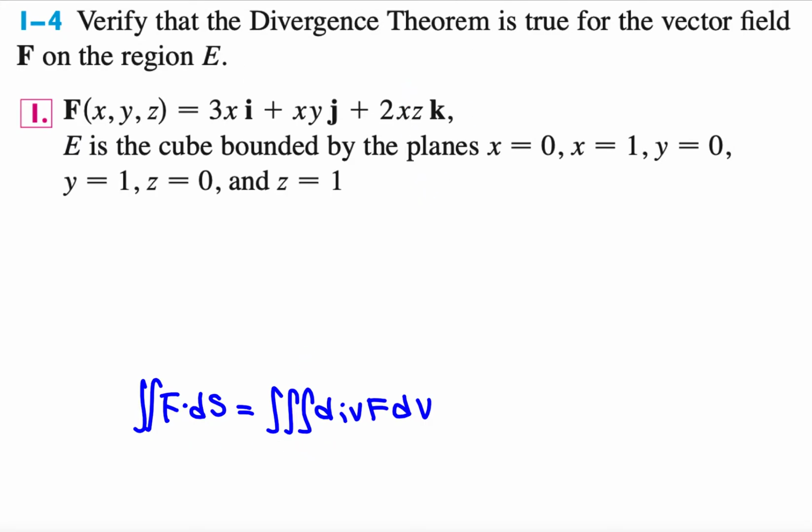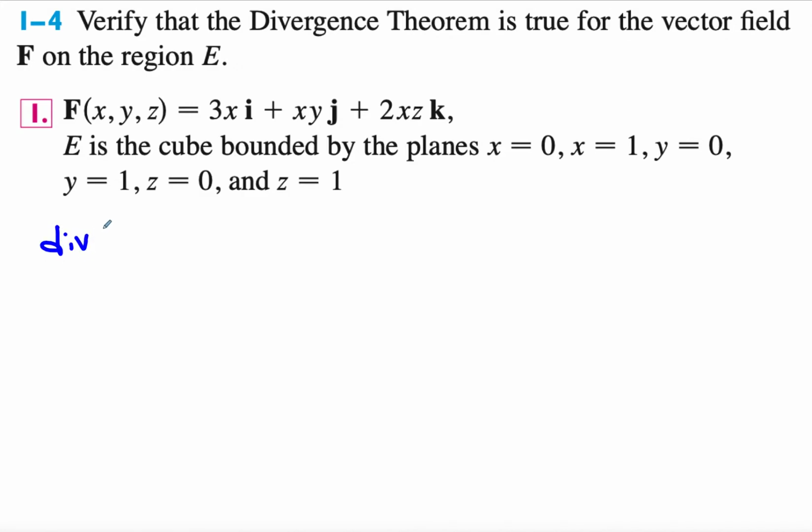Now, using the divergence theorem, we're going to try to evaluate this one first. Then we will also evaluate the same thing based upon the flux and see if they're equal to each other or not. So I'm going to erase this one first, and work on the divergence of F first.